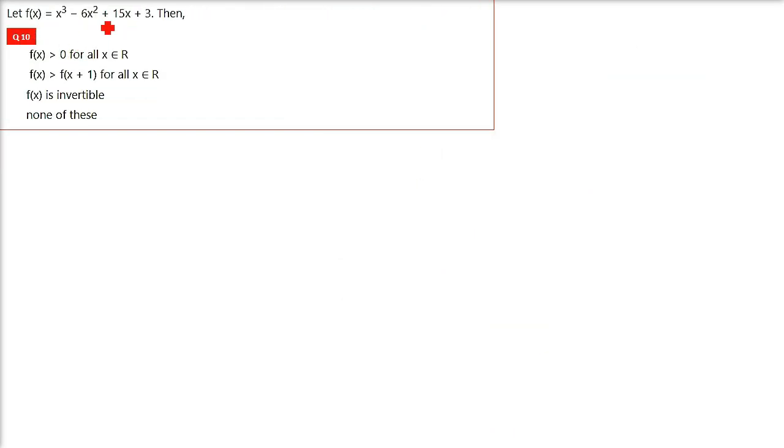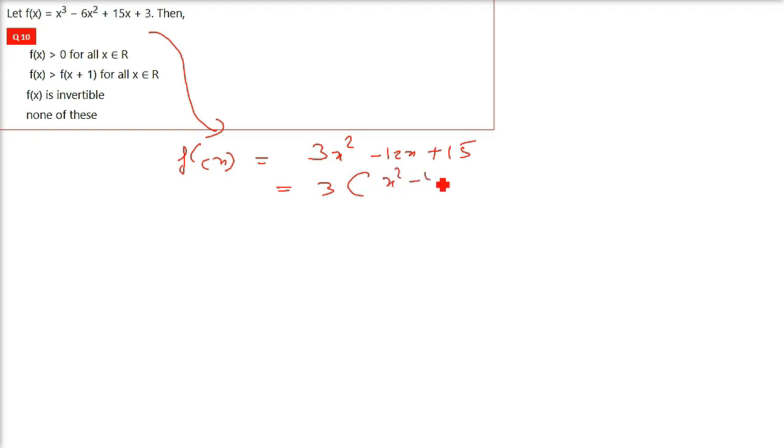Let f(x) equal x cube minus 6x square plus 15x plus 3. Now there are certain things which we have already explained, so we'll use those concepts directly here. We have f dash x, differentiating it: 3x square minus 12x plus 15. So this is f dash x. Now we have 3 outside, so let us take 3 outside: x square minus 4x plus 5.